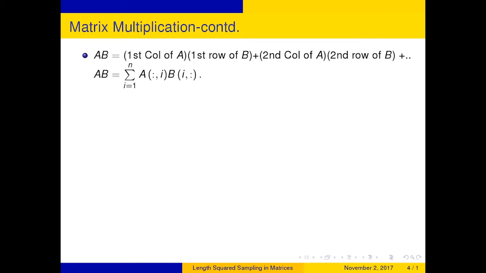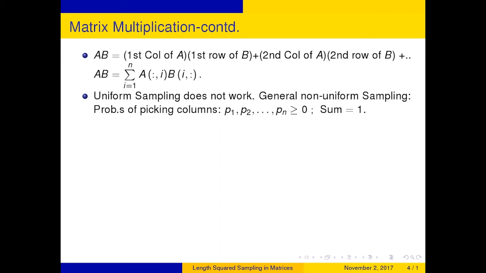Matrix multiplication continued. So we write the sum. I'm going to write it in this sort of MATLAB-ish notation, right? So column I of A, row I of B. Uniform sampling does not work.